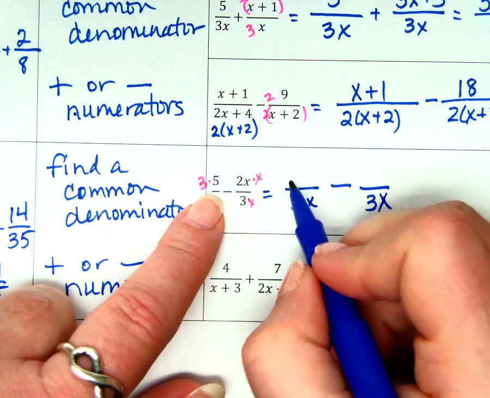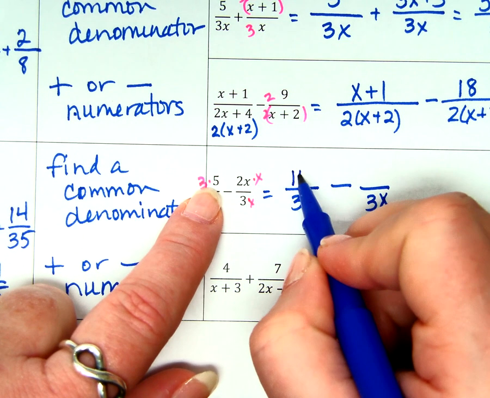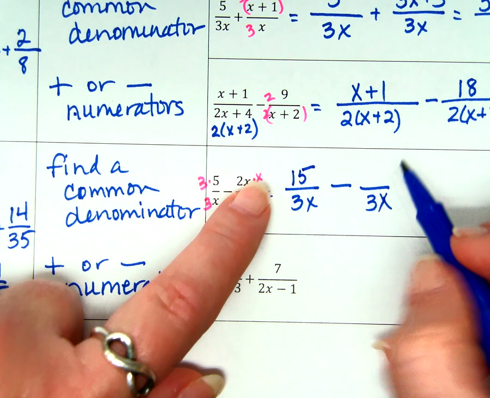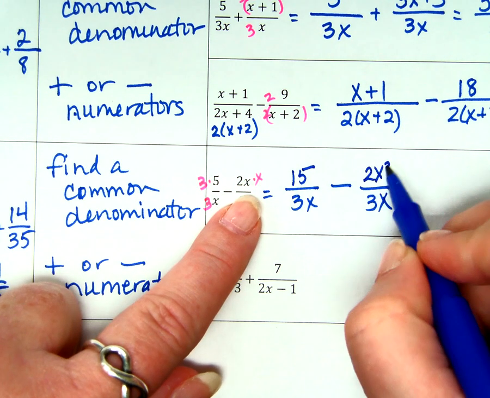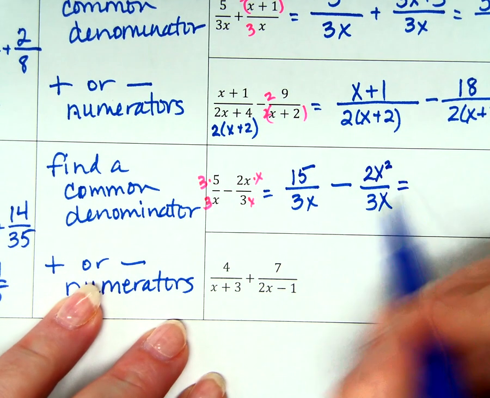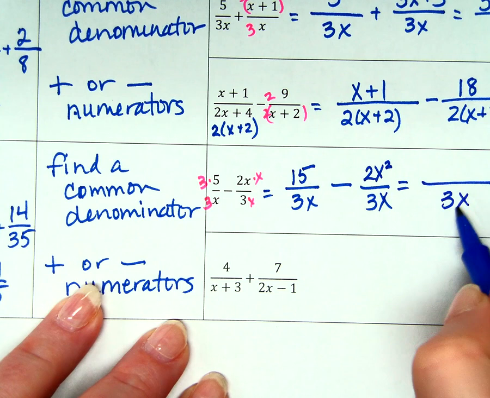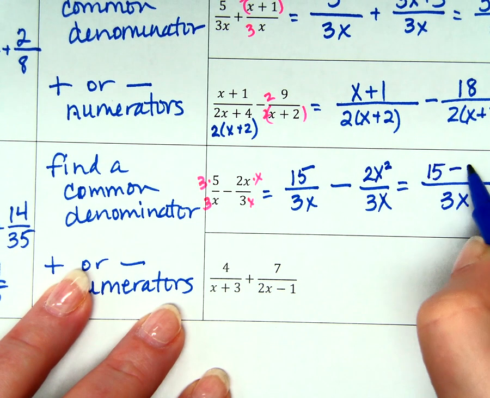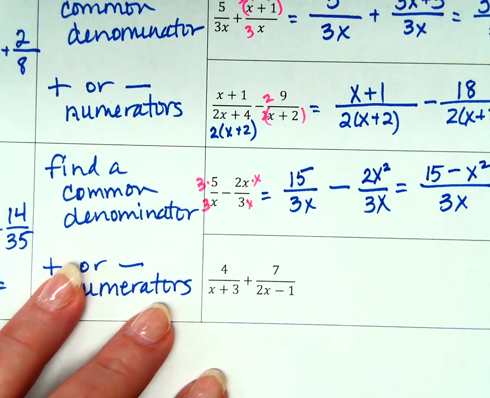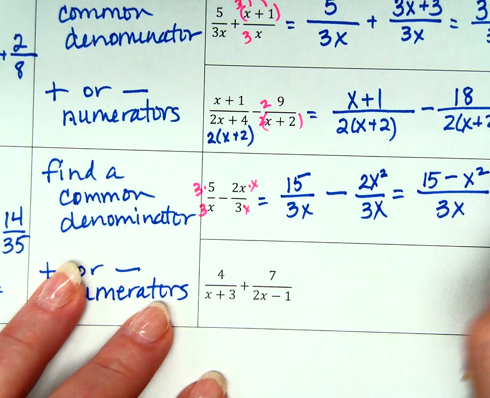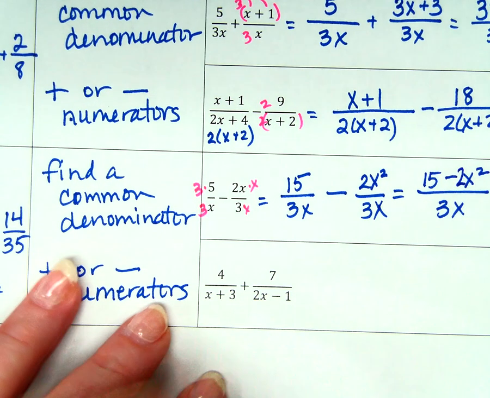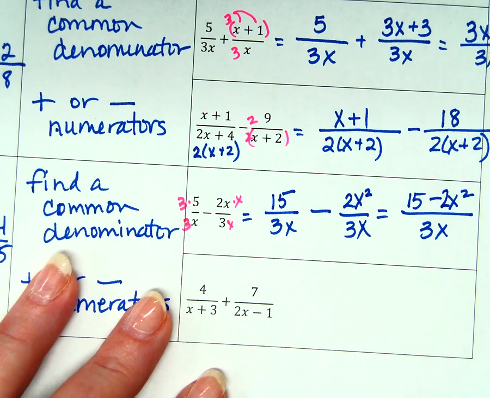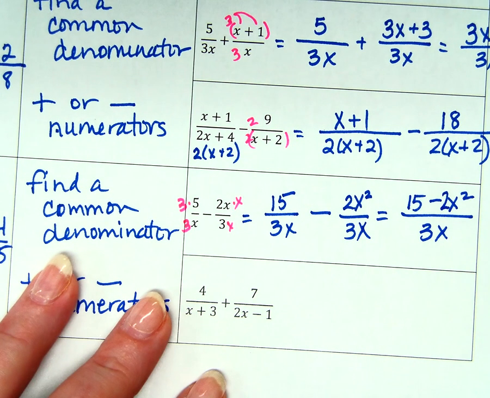So this fraction is 3 times 5, which is 15. And this fraction is 2x times x, which is 2x squared. Now that I have a common denominator, I just add or subtract the numerators. 15 minus x squared. Oh, excuse me, I forgot the 2. 2x squared. You good with that? Any questions about that?